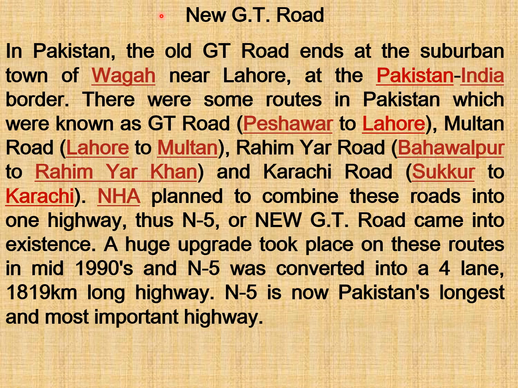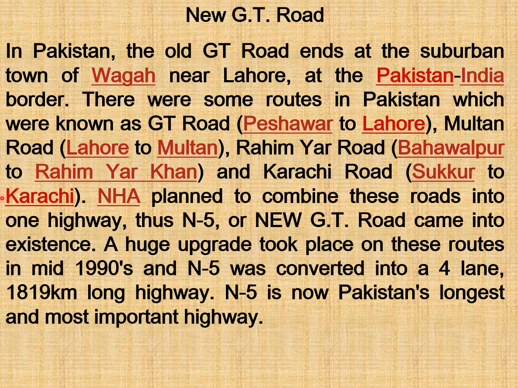New GT Road. In Pakistan, the old GT Road ends at the suburban town of Wagah near Lahore at the Pakistan-India border. There were some routes in Pakistan which were known as GT Road: Peshawar to Lahore, Multan Road, Lahore to Multan, Rahim Yar Khan Road, Bahawalpur to Rahim Yar Khan, and Karachi Road, that is Sukkur to Karachi.